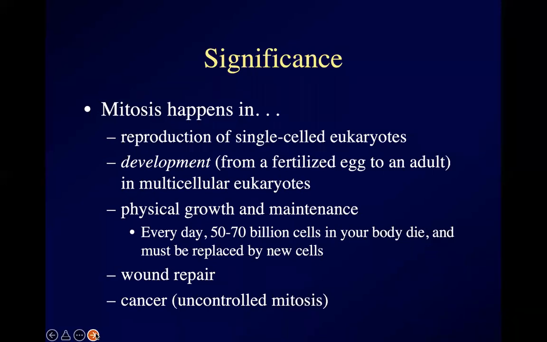Mitosis is one of the ways in which you can repair wounds. You can grow new tissue to replace wounds that you've lost. You're not nearly as good at regeneration as some animals, but organs like your liver, if you lose half of your liver, it's actually very good at growing back, and that's due to mitosis.